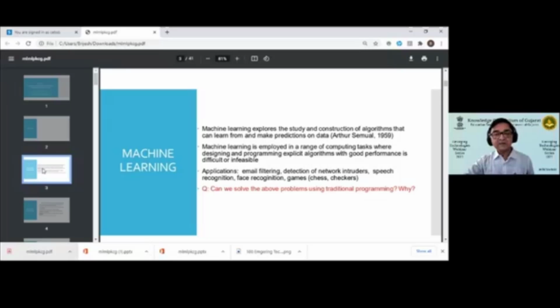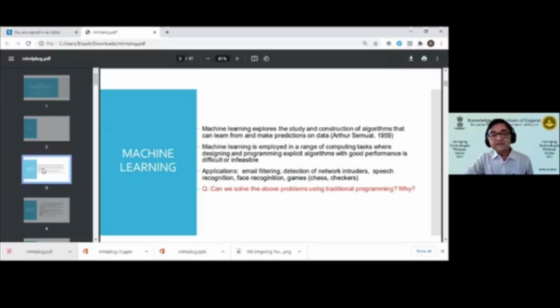Machine learning explores the study and construction of algorithms that can learn from and make predictions on data. So the basic idea at the core is learning from the data. And as we can see, the definition was coined in 1959 by Arthur Samuel. So it is not that new a field, but recently it has grown in prominence, and we'll see why it has become prominent these days.